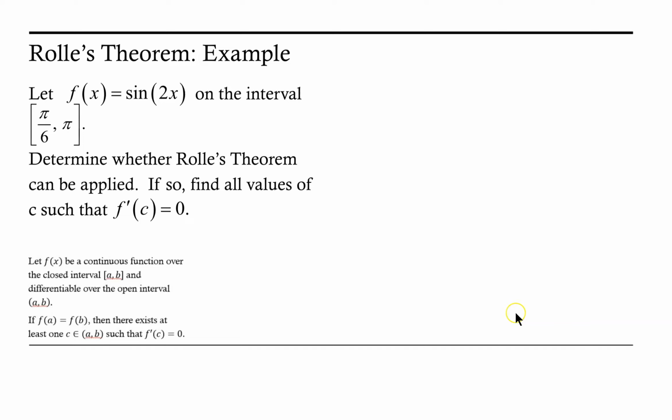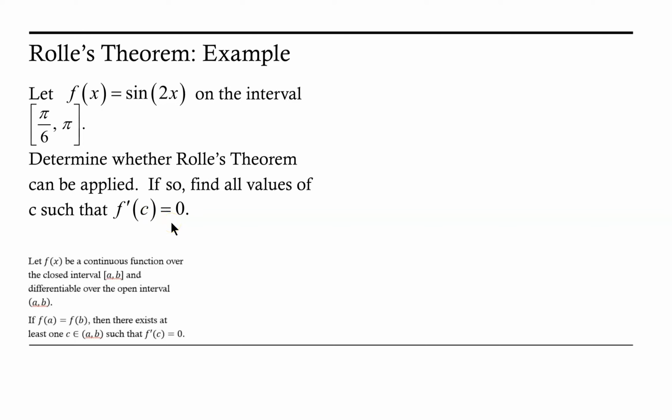Welcome. Let's look at an example of determining whether Rolle's theorem applies to a function on a specified interval. In this example, our function is f of x equals sine of 2x, and we're interested in the interval from pi over 6 to pi. So we're going to determine whether Rolle's theorem can be applied, and if it can, find all values c such that f prime at c equals 0.